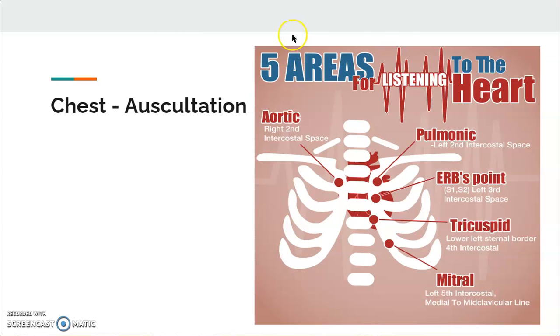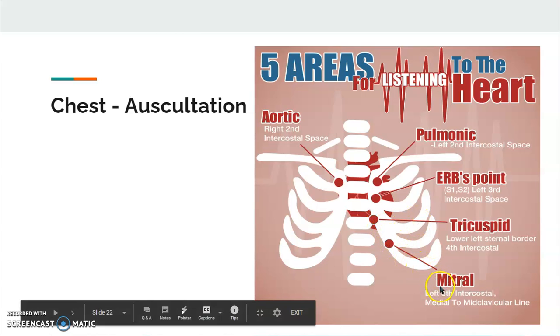For auscultation, there are 5 areas you should listen for. Aortic area, second intercostal space, right sternal border. Pulmonic area, second intercostal space, left sternal border. Erb's point, that is left sternal border, third intercostal space. Tricuspid, fourth intercostal space, left sternal border. And mitral area, fifth intercostal space, mid-clavicular region, where you hear apical pulse.